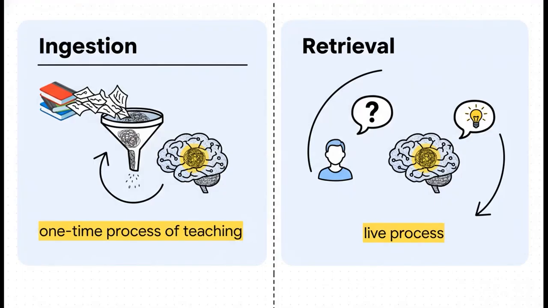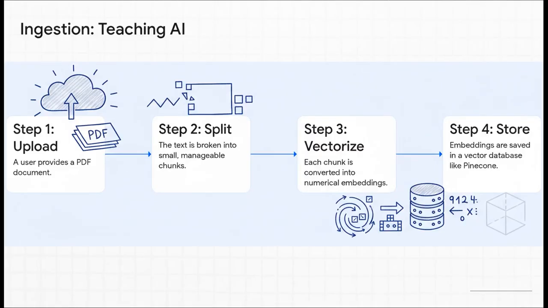Okay, so at their core, all of these document Q&A systems really have two different jobs to do. First, there's what we call ingestion. That's the setup, the part where you're teaching your AI by feeding it information. And then there's retrieval, and that's the live conversation where a user asks a question and your AI goes and finds the answer.